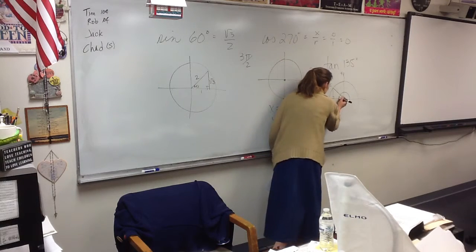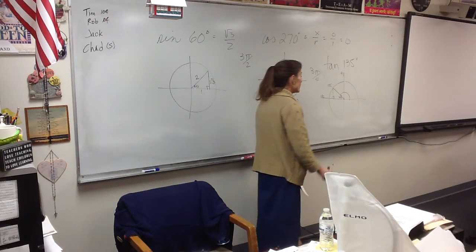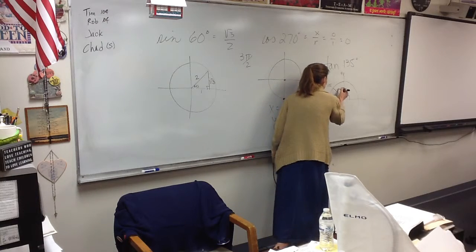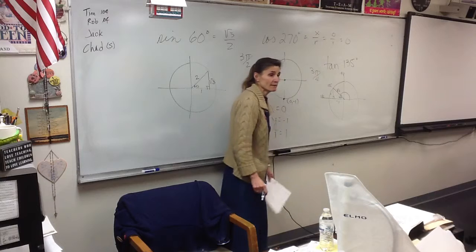So this angle would be 45 degrees. It's 135 to 180. That difference is 45 degrees. The sides of the triangle are 1 and 1. But since I'm in quadrant 2, that 1 will be negative.